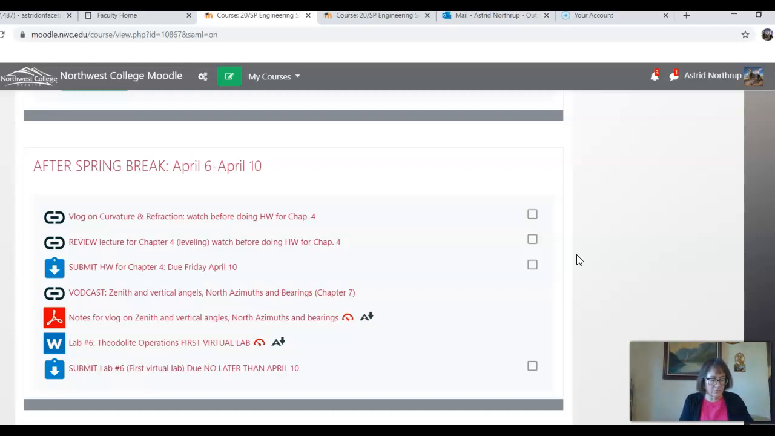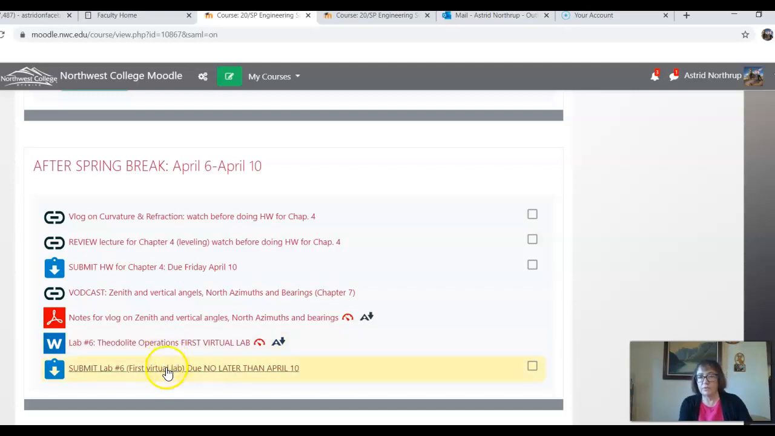And then if we go to our textbooks, this material will be due on, or what we'll be working on will be chapter 7 in the text. So this vodcast, chapter 7, is about what you'll need to do for the vertical angles and horizontal angles. There are notes beneath it which go along with the lecture, so that you can pull up the notes while you're watching the vodcast. And then we have a lab on theodolite operations. And as I've noted, this is the first virtual lab.